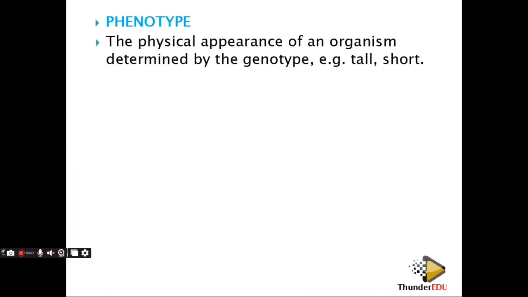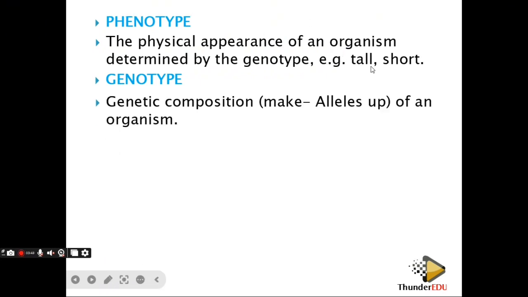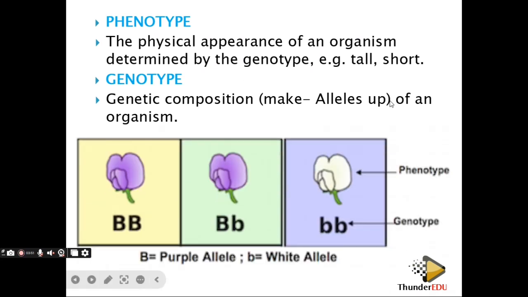Then we have the definition of the phenotype. We say phenotype is the physical appearance of an organism determined by the genotype. The genotype, remember, is the genes. The genes are the ones that determine the physical appearance of an organism, e.g., the phenotype can be tall or short. Then the genotype is the genetic composition or genetic makeup made up by alleles.